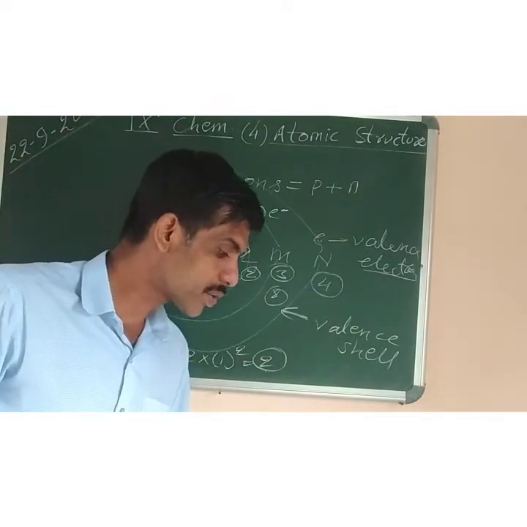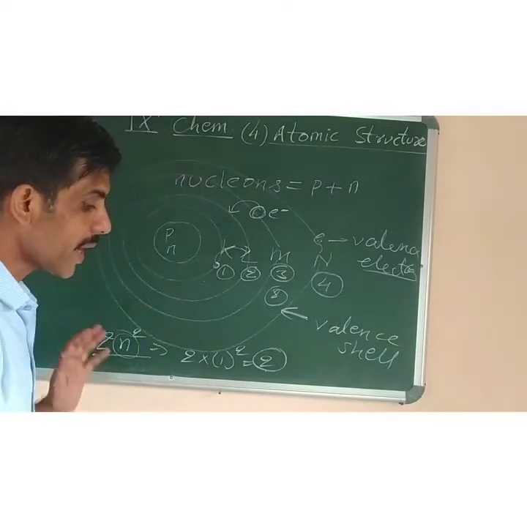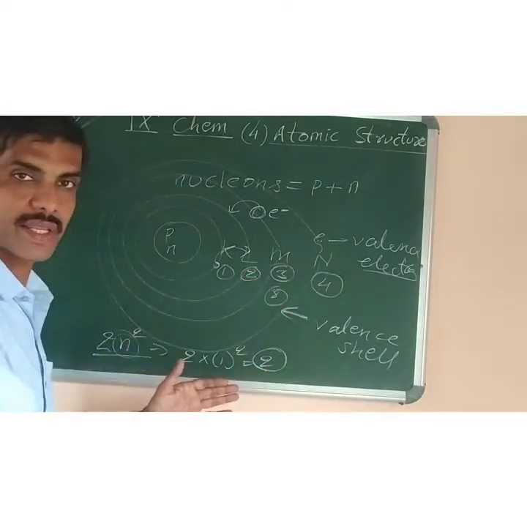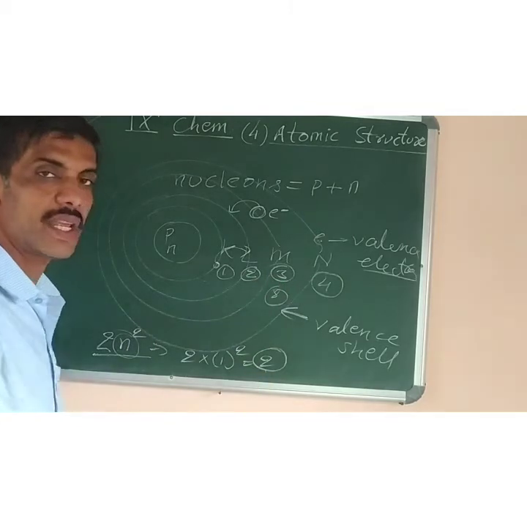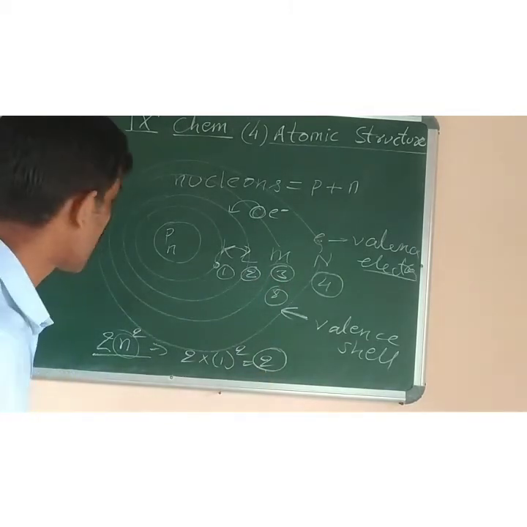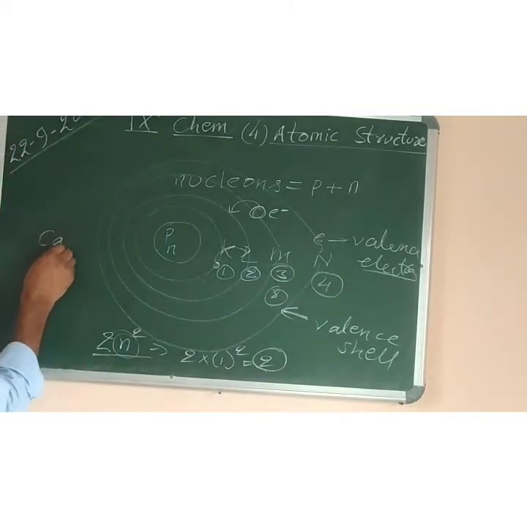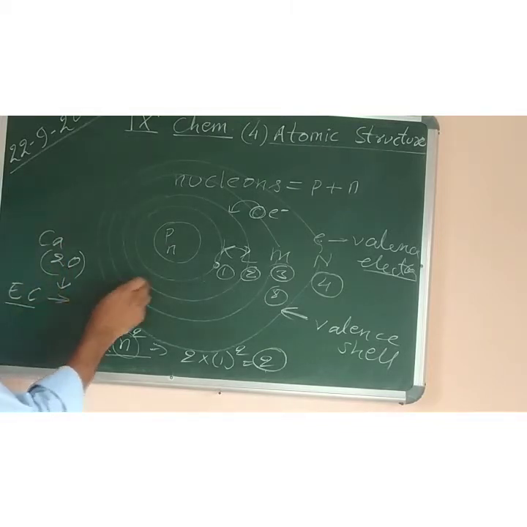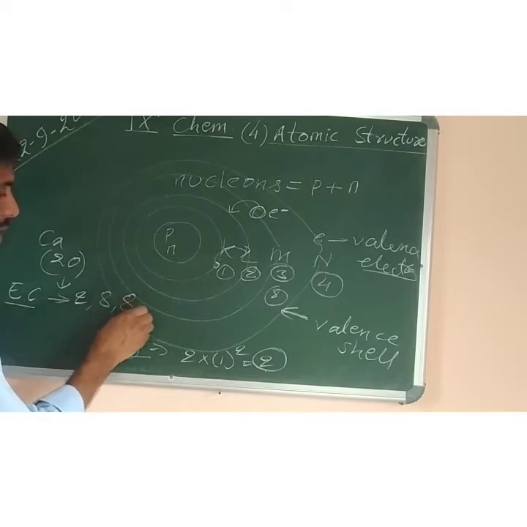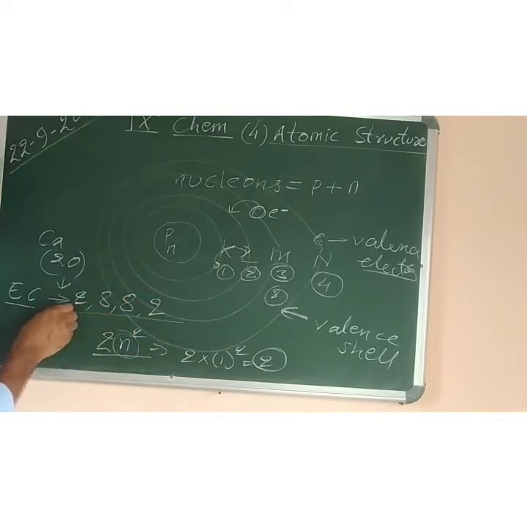So next one is electronic configuration. The way in which electrons are arranged in different orbits or shells is called electronic configuration. Like if I talk about calcium, whose atomic number is 20, EC means electronic configuration. What will it be for calcium? First orbit 2, second 8, then 8, then 2. So this is the electronic configuration.